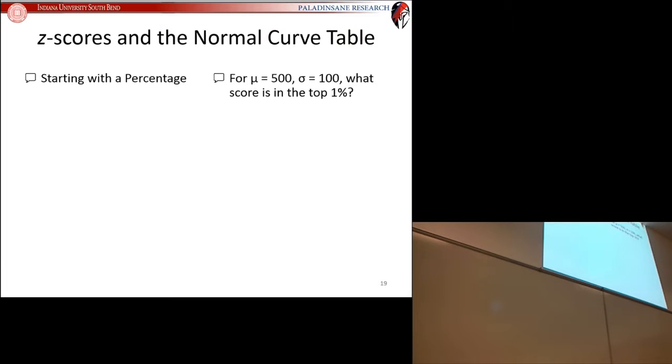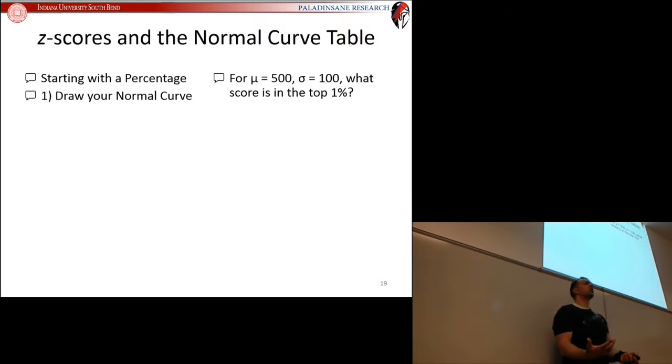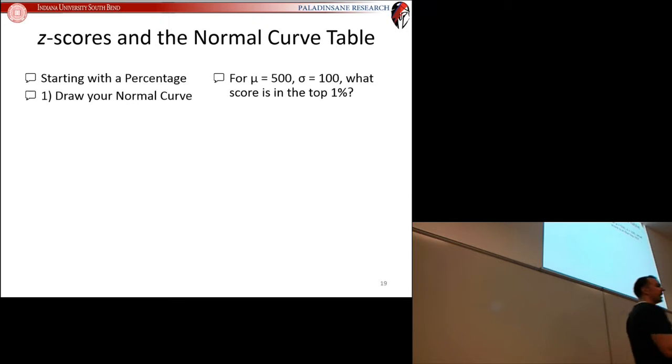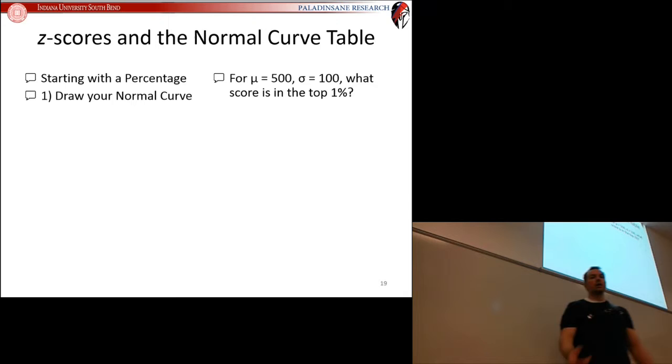So this time, first thing to realize is that we're starting with a percentage. They've given us a percentage. They want us to recover a raw score. First thing we're going to do is we're going to draw the normal curve. Draw the area that you're interested in. Offload that from your brain so you don't have to take up your valuable working memory in order to try to remember that. So we draw our normal curve.